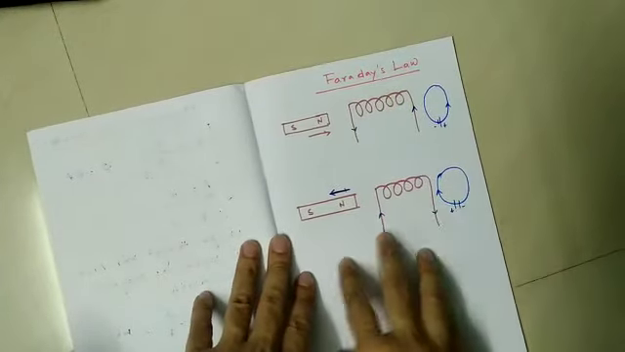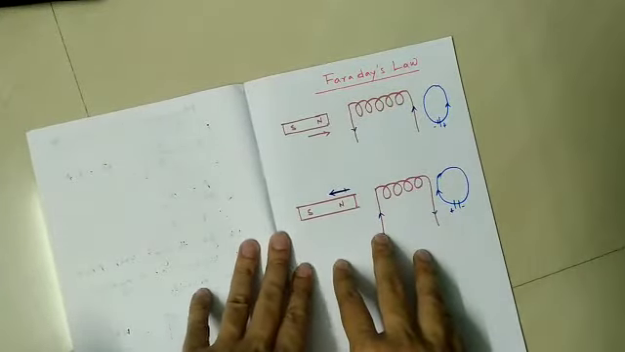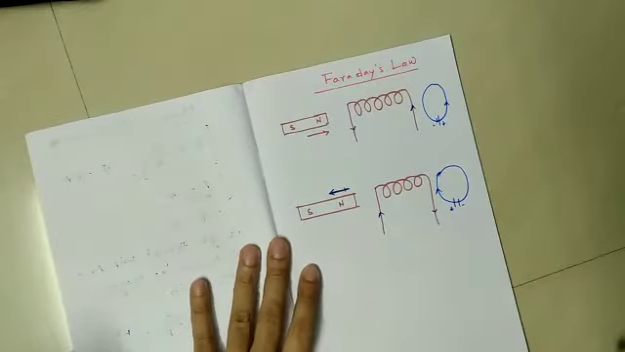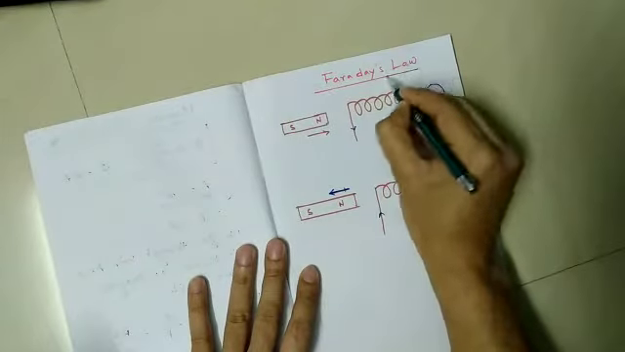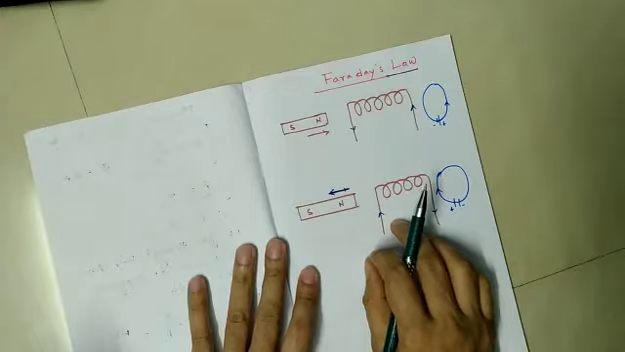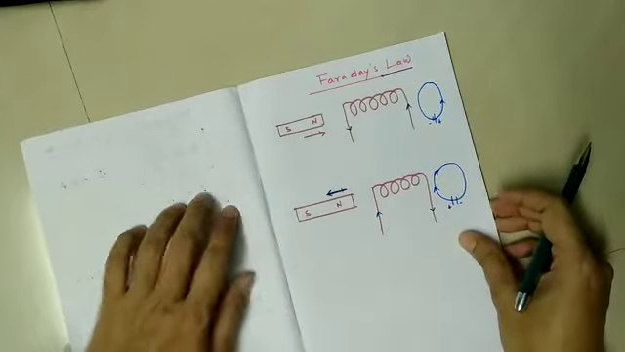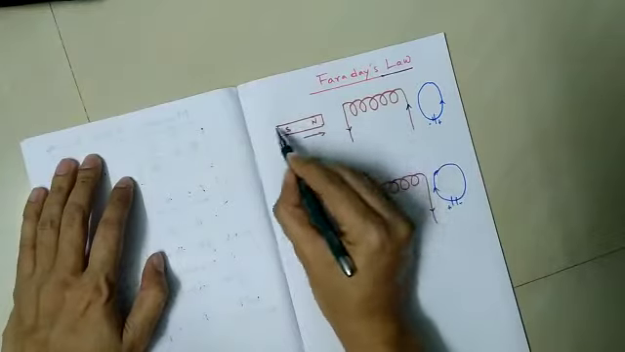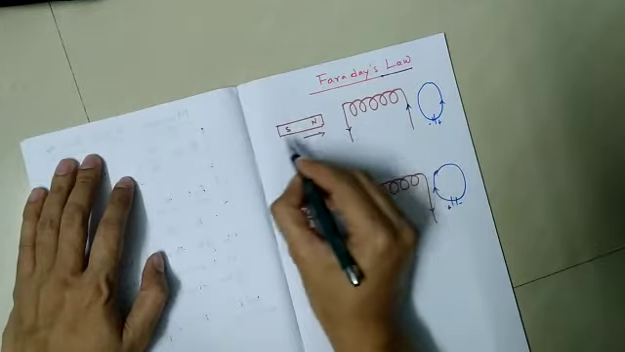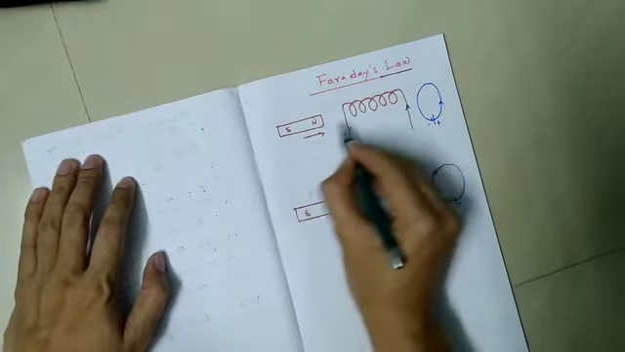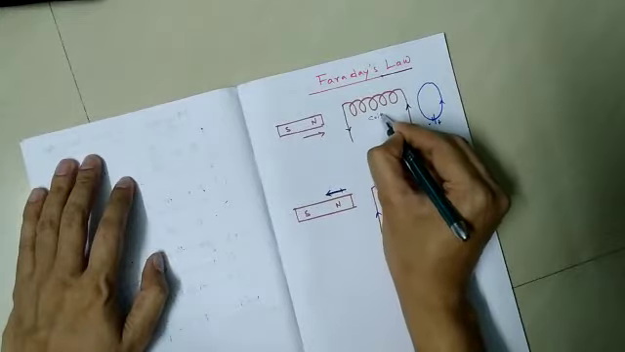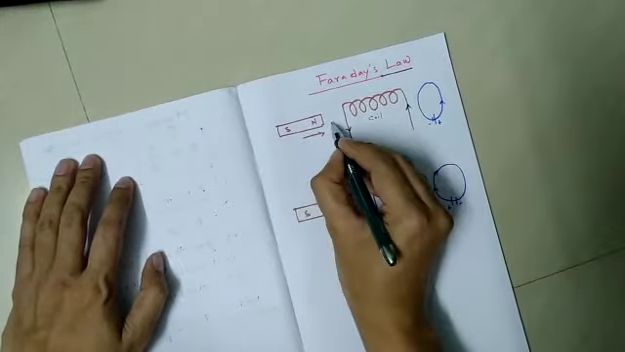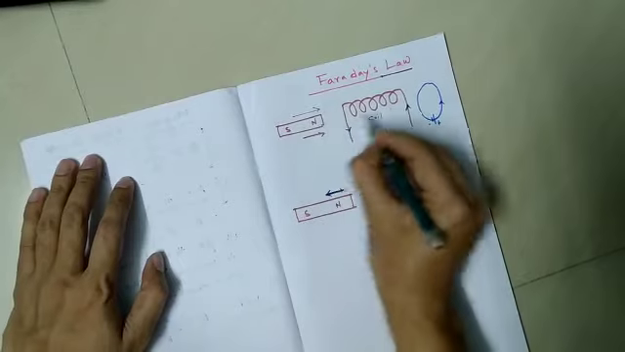Now let's discuss Faraday's law of electromagnetic induction. Look at this setup. This is a strong bar magnet which is moving towards the coil.